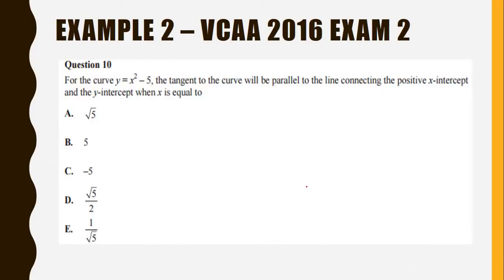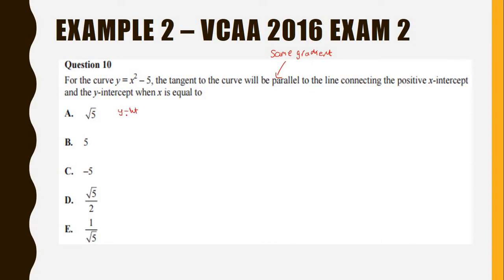So here we have a particular question where we've been given a curve and we are told the tangent to the curve will be parallel. So parallel implies that we want the same gradient. It will be parallel to the line connecting the positive x-intercept and the y-intercept. So let's find those values.